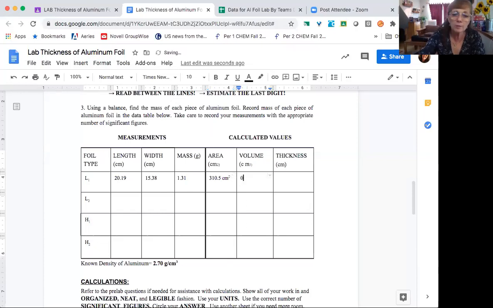Volume 0.485 centimeters cubed. Thickness 1.56 times 10 to the -3rd. And then you have to undo it, centimeters, or the little curly Q with the period, and then just plain centimeters to get it to print out.